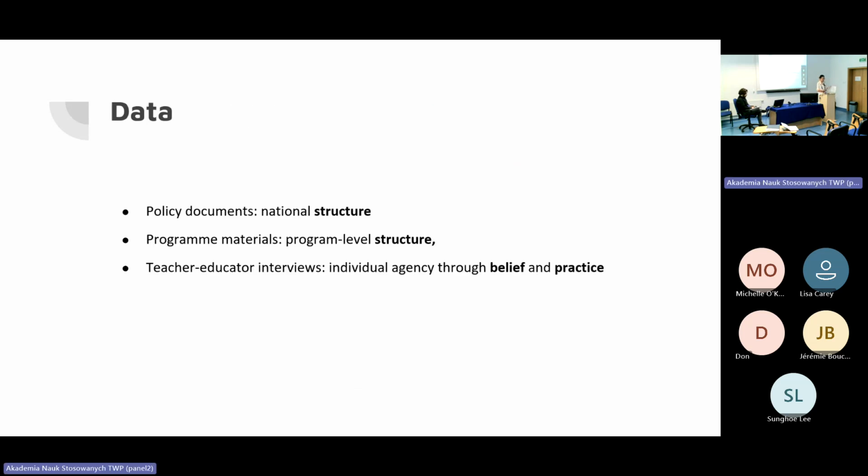My data set includes policy documents, program materials, and teacher educator interviews. I identified 3 components from the teacher education quadrant we discussed just now that are directly relevant to the data, including structure, belief, and practice. Policy documents provide data on the national structure of teacher education. The program materials represent official program level structures. The interviews focused on the belief and practice of teacher educators to explore how they exert their agency.